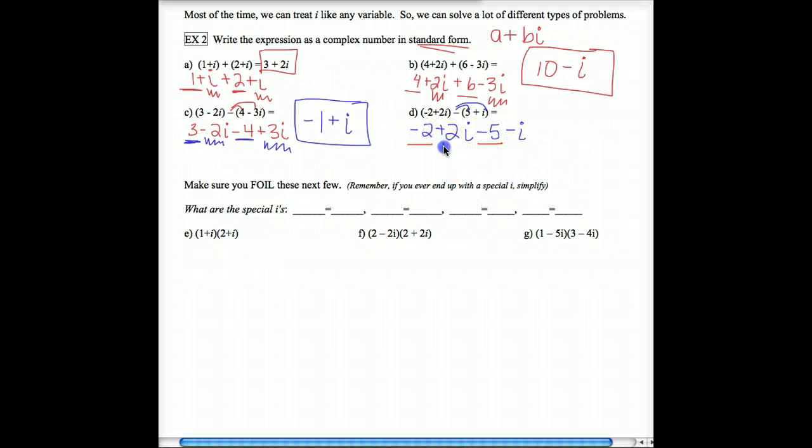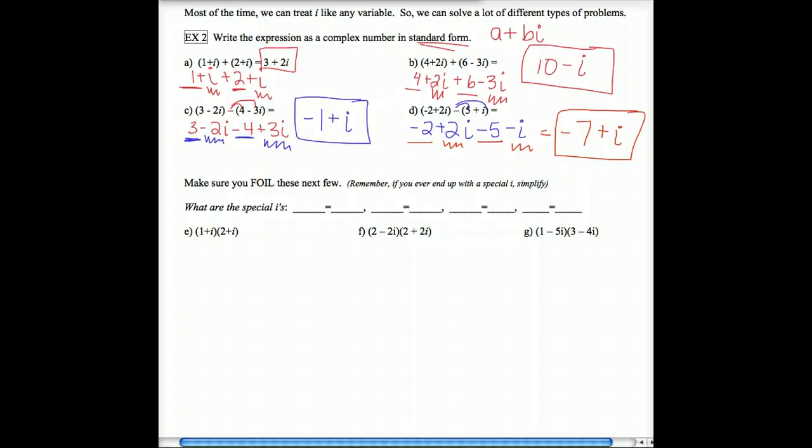So like terms here, like terms here. Negative 2 minus 5 is negative 7. 2i minus i is i. So negative 7 plus i. All right, so we are almost done with all of our learning goals.